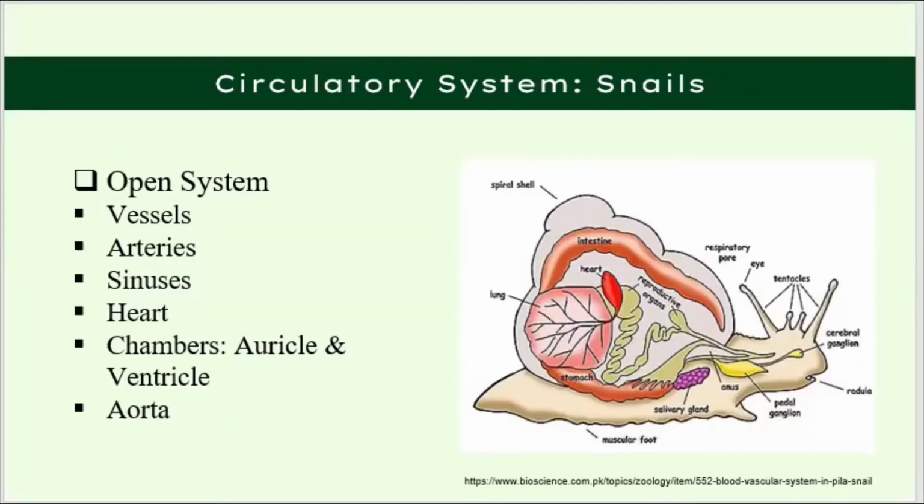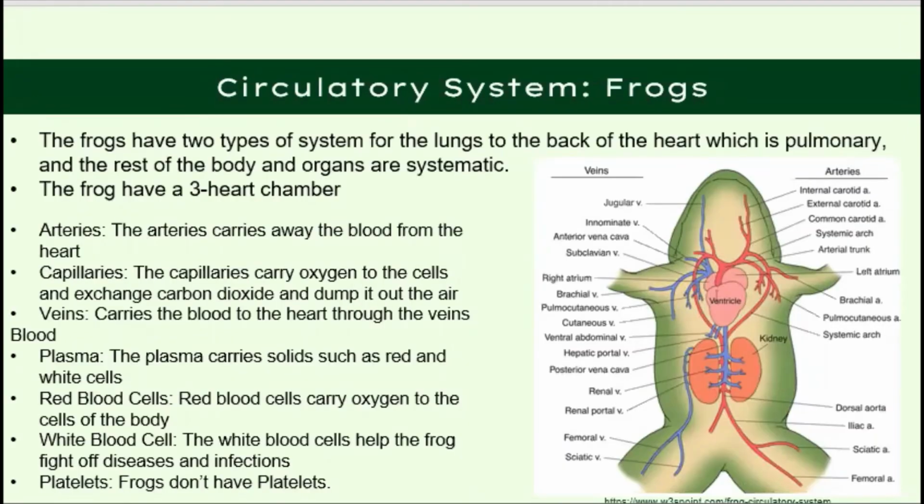The circulatory system of a snail is open, which means that the blood flows through vessels, arteries, as well as open spaces called sinuses. It consists of a heart with two chambers, an auricle and a ventricle, and two aortas from the ventricle: an anterior aorta that carries blood to the foot and the head, and a posterior aorta that carries blood to the visceral mass.